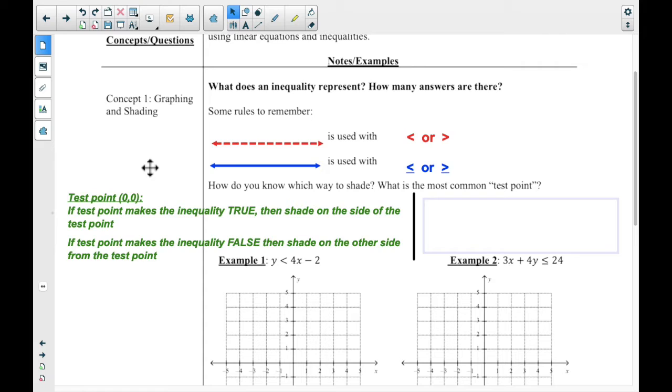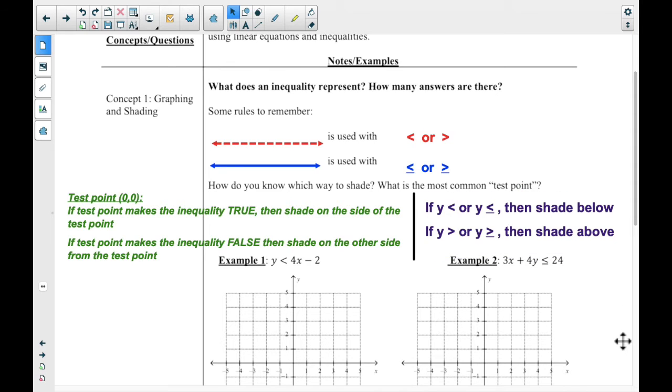But what you do is you take a test point like 0, 0, you plug it into the inequality. If that test point makes the inequality true, then you shade on the side of the test point. But if that test point makes the inequality false, then you shade on the other side, away from the test point. That's one way. And we'll do an example of that so you can see that.